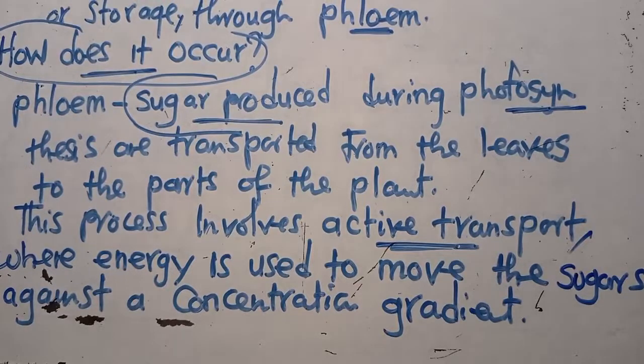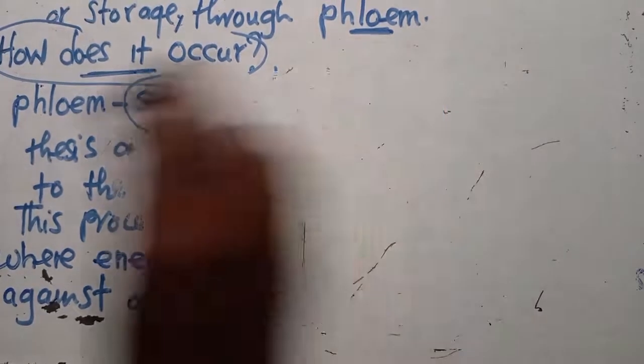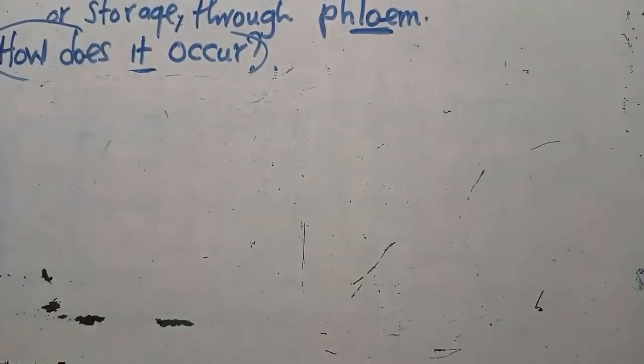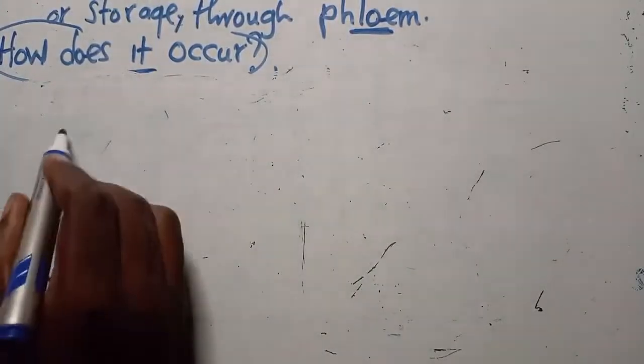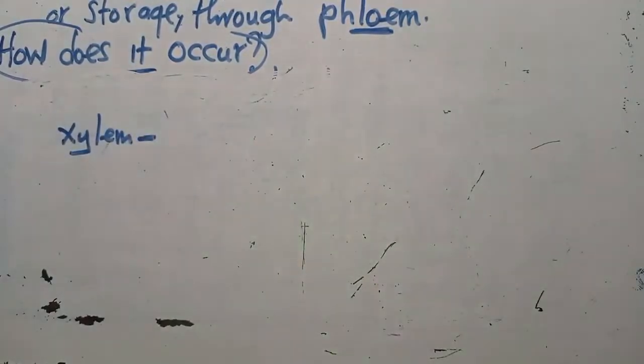So the translocation that occurs in the xylem, not only in the phloem. On the phloem we said manufactured food. But when we go to the xylem, we define translocation as the movement of nutrients and water through the plant's vascular system. This is also another definition that you need to understand.